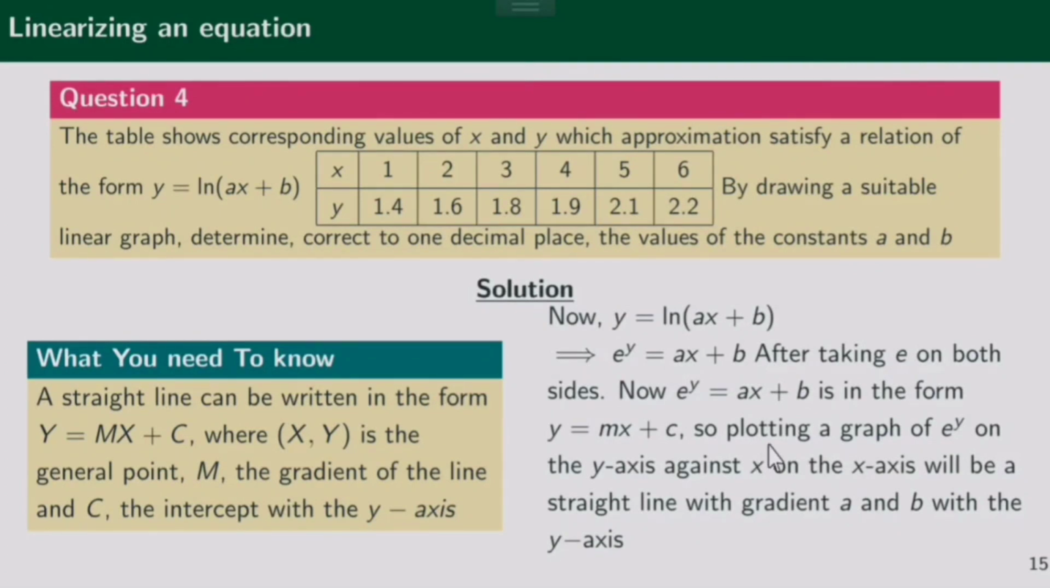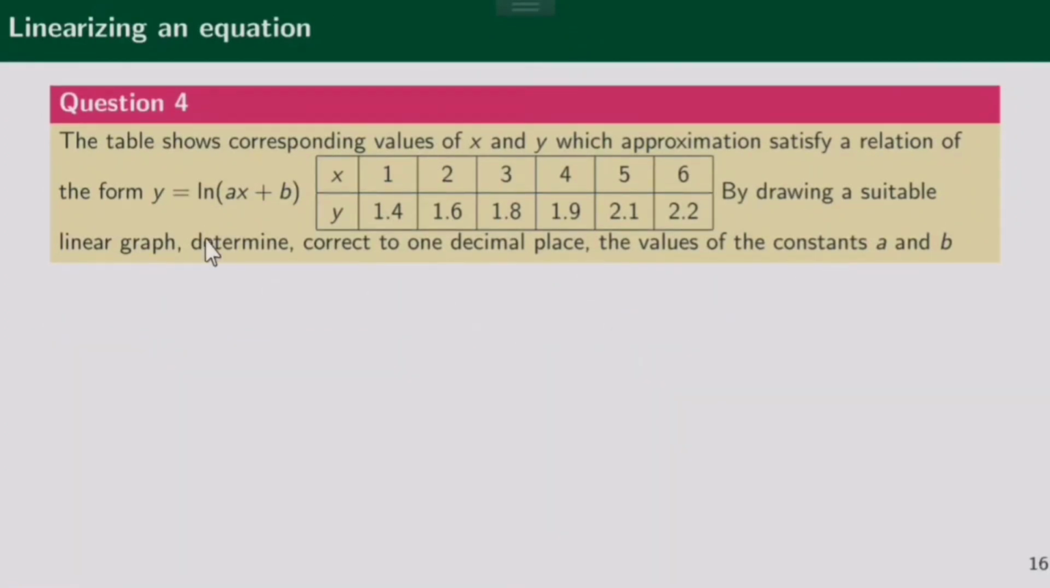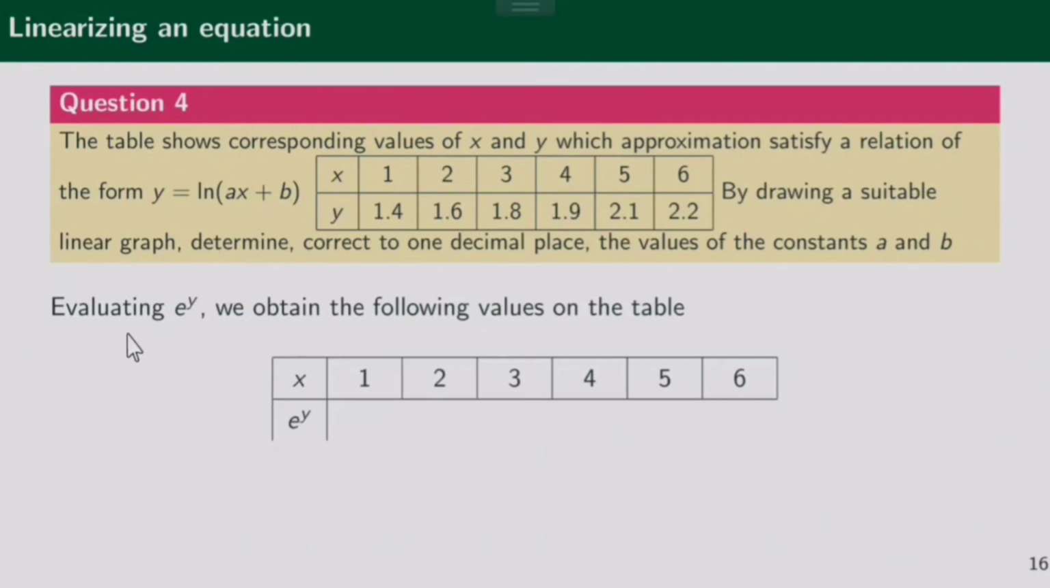So that being said, let us go ahead and modify the table by finding values of e to the y, because this is what we will be plotting on the y-axis and not these values of y. This equation has been linearized into this equation, and this is what we are using to draw a straight line from where we can obtain values of a and b. So evaluating e to the y, we obtain the following values on the table. You can use your calculators and evaluate e raised to the power y.